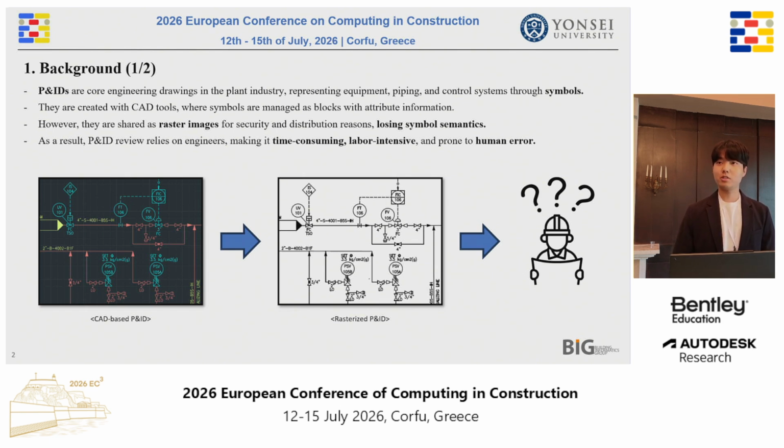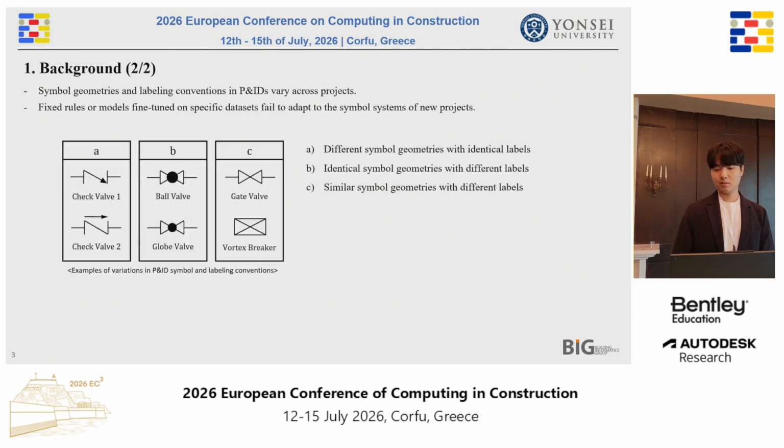P&IDs are core engineering drawings in the plant industry. They represent equipment, piping, and control systems through symbols. P&IDs are created with CAD tools where each symbol is managed as a block. However, as you can see here, they are often shared as rasterized images, so the symbol semantics are lost. As a result, P&ID review still relies on engineers, making it time-consuming, labor-intensive, and prone to human error.